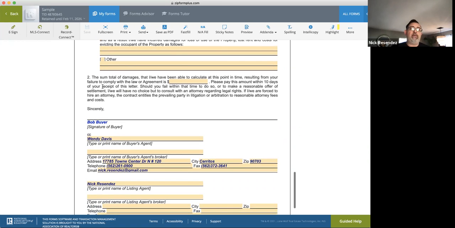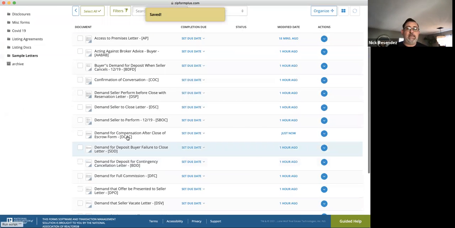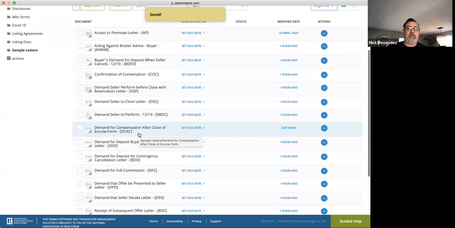Now, on this one, the buyer can put in the total damages that they've incurred, and now this becomes a formal request from the buyer to the seller to pay them or remedy the situation. And if not, it tells them what the next steps might be, which could be hire a lawyer, go to mediation, go to arbitration, or file a lawsuit. So this is a great one for your buyers after they've taken possession and the seller didn't do something they were supposed to do during the escrow. That was demand for compensation after close.